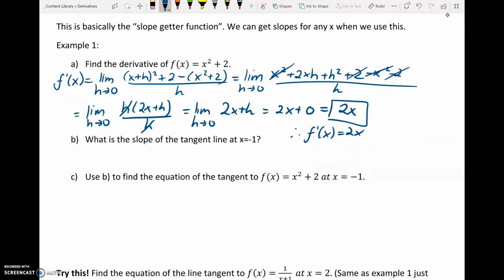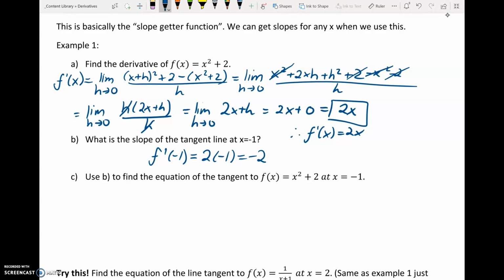We could also find the slope at any specific point because we have the general derivative. All we have to do is plug in our x value in here, and then we'll have that slope at that point. So we're going to calculate f prime of negative 1. That's 2 times negative 1, which is negative 2. So that means our slope is negative 2.